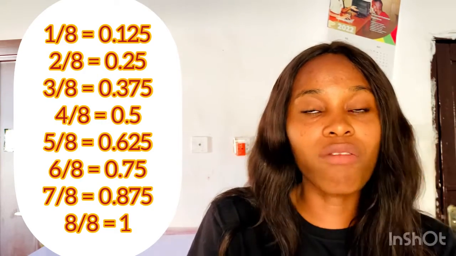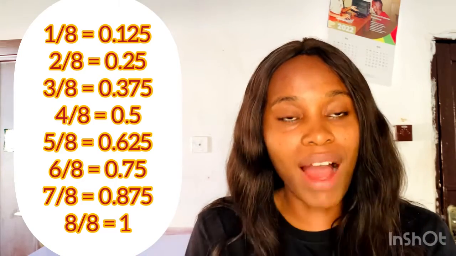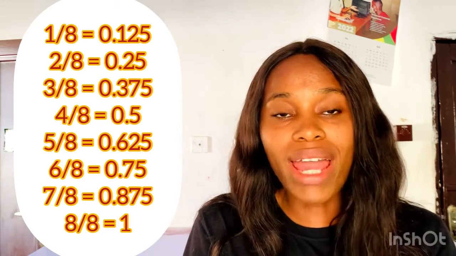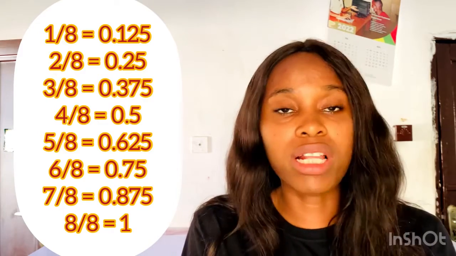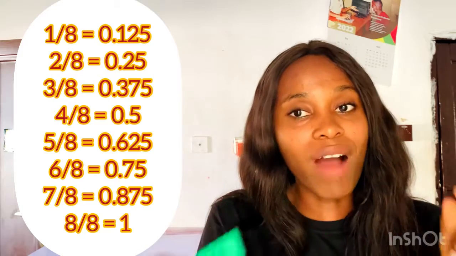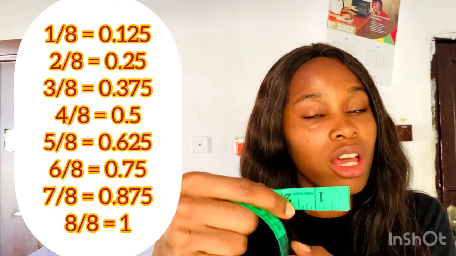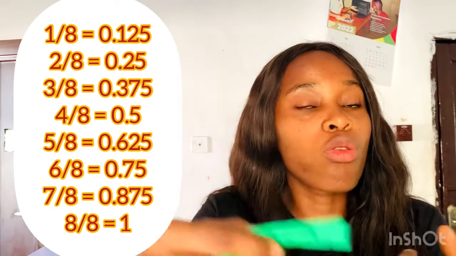And you press 3/8, what you are going to get is 0.375. And when you press 4/8, what you are going to get is 0.5. You are already conversant with that one. When you press 5/8, which is the 5th line out of the 8 lines that make up 1 inch, you are going to get 0.625.